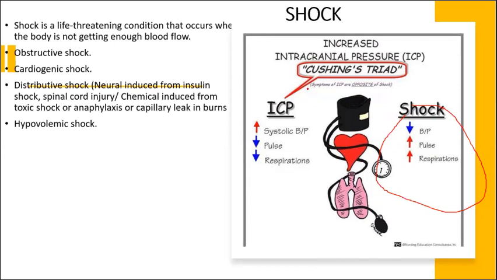Again, you can see this is the opposite of your intracranial pressure Cushing's triad. So you want to take note of both of them. With shock, the BP goes down, pulse and respiration go up. With increased intracranial pressure, BP goes up, pulse and respiration go down.